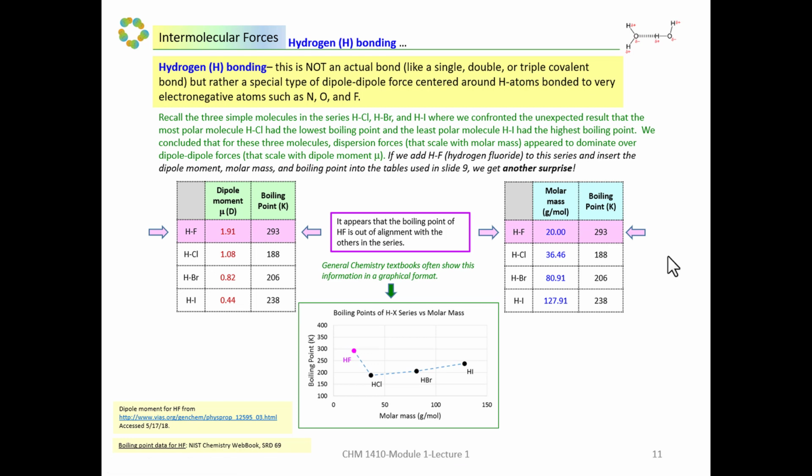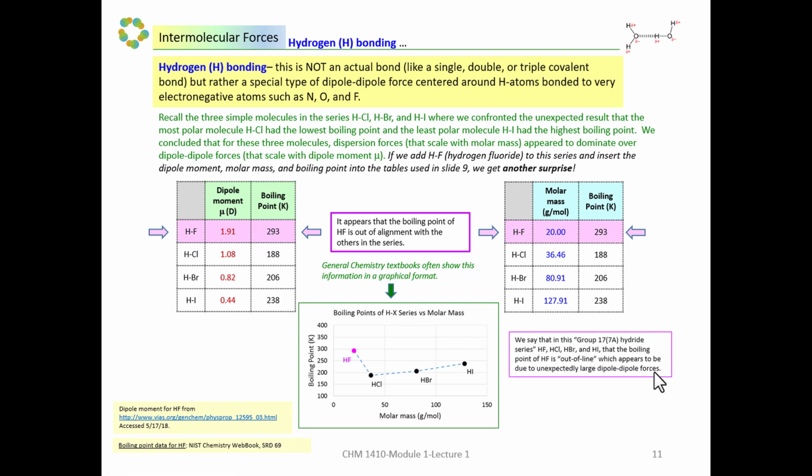We can look at this data graphically, and this is often done in general chemistry textbooks, by simply plotting the boiling points of this series versus the molar masses, and you see something that is not too surprising, at least as far as HCl, HBr, and HI go. As the molar masses increase, the boiling points increase. Or if we go backwards, HI has the highest molar mass, HBr is a lower molar mass, so the boiling point is decreasing. HCl has the lowest molar mass, so its boiling point is the lowest. And we recall we said that it's dispersion forces that are ruling the roost in this series, HCl, HBr, and HI. So we have this decrease in boiling points, and then suddenly here's HF, totally out of line.